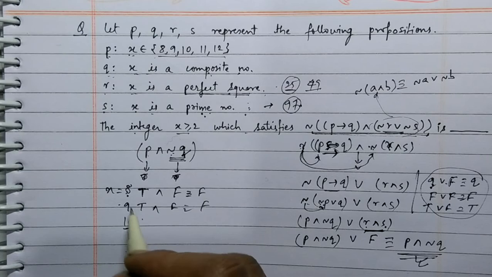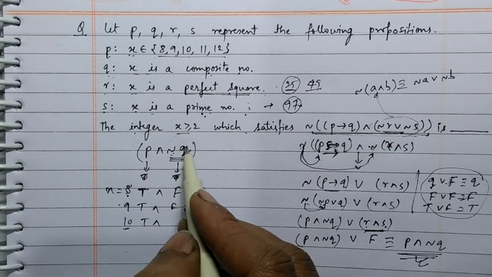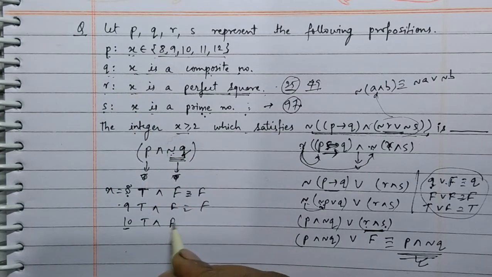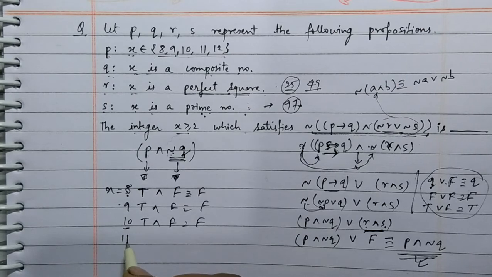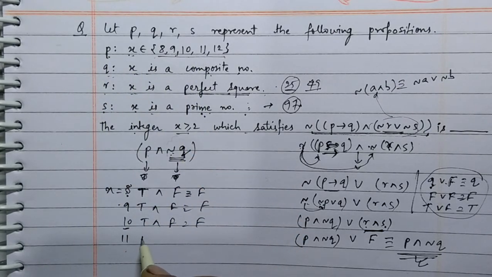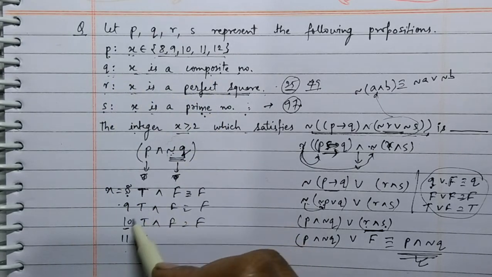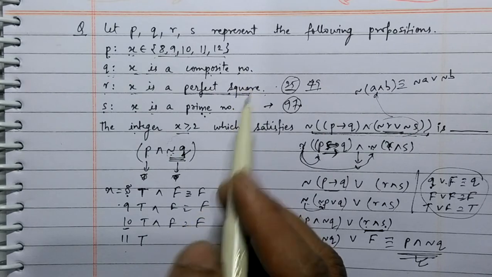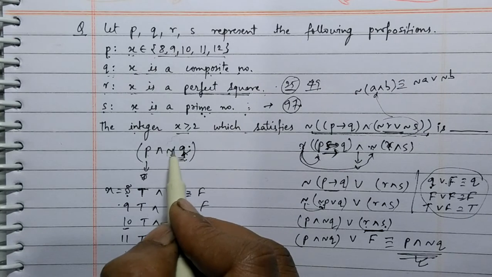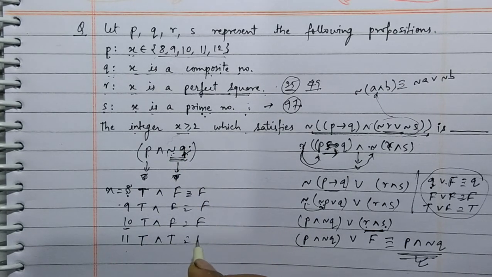With 10. 10 belongs to the set, it is true, and 10 is a composite number. So Q is true. Before Q there is not, so it is false. False. Let X be equal to 11. 11 belongs to the set, so P is true. Q is saying that X is a composite number, but 11 is not a composite number, so Q will be false. When Q is false, not before false will make it true. So here it is true, true and true is equal to true.